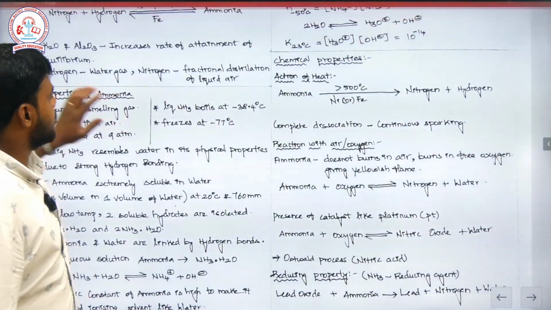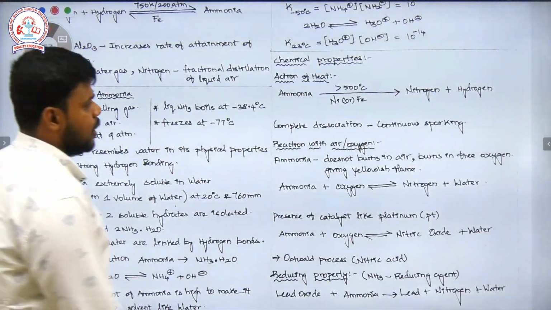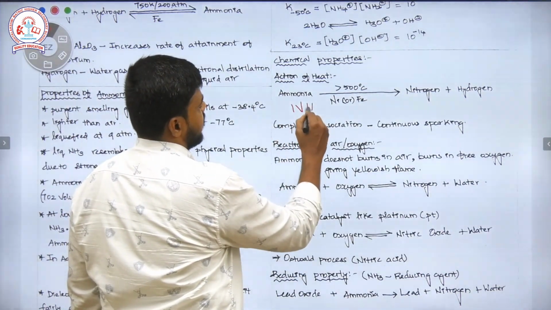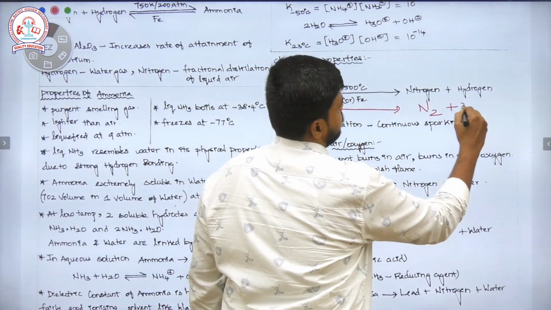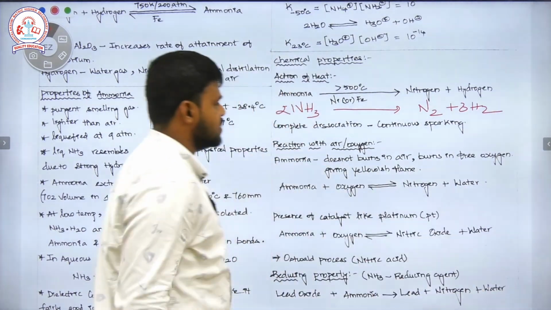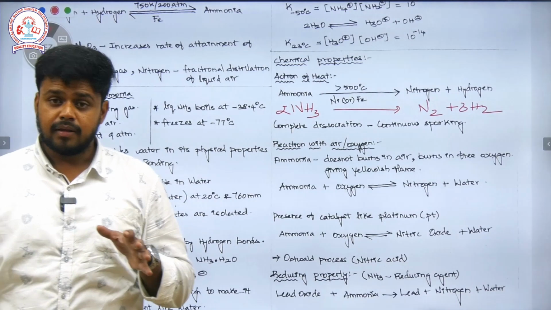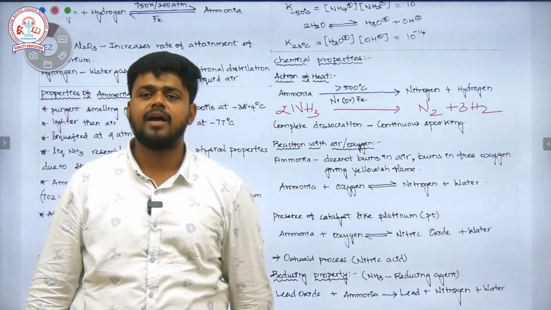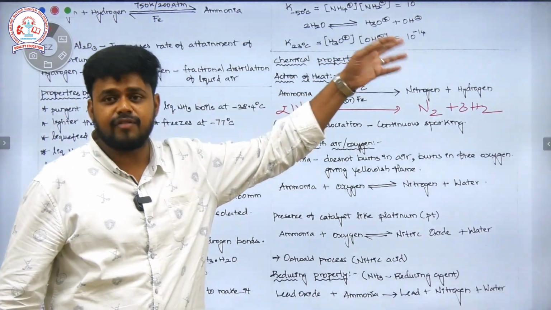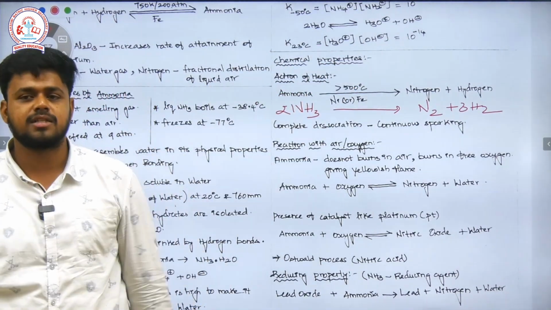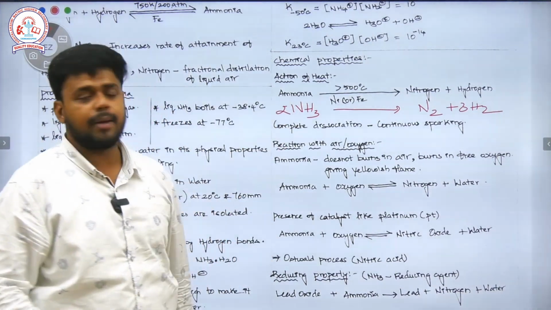Then chemical properties. As nitrogen and hydrogen are capable of forming ammonia, when ammonia is heated at a higher temperature, it starts to decompose into nitrogen and hydrogen. This reaction exhibits an equilibrium. The whole dissociation will occur on continuous sparking, which means I need to generate a temperature greater than 500 degrees Celsius with the help of an electric discharge. So continuous sparking will definitely take place, and complete dissociation will happen.